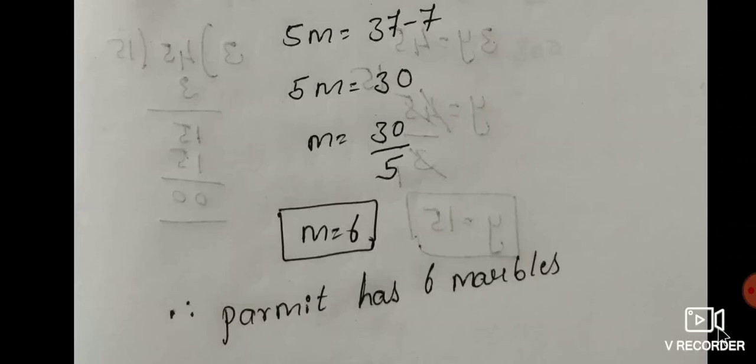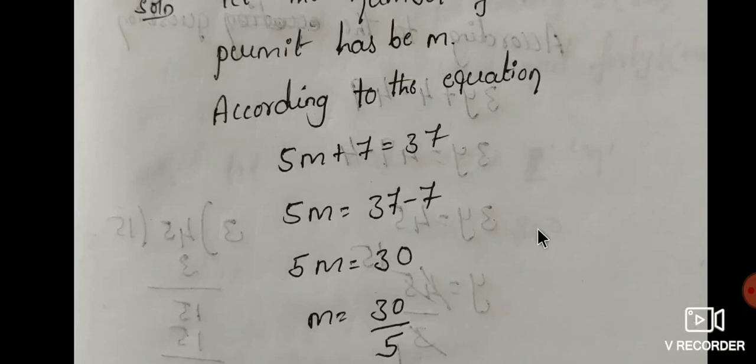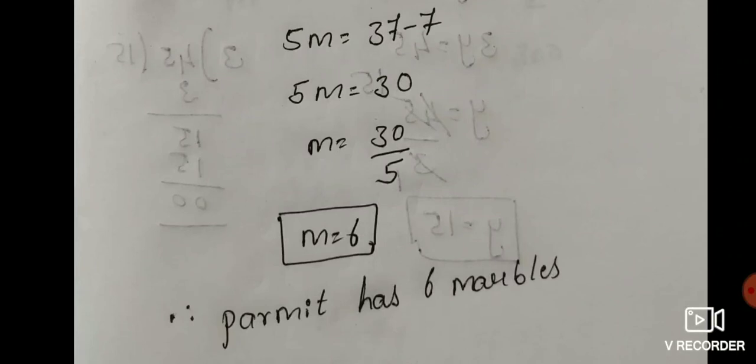Yes, once again see this, 5m plus 7 is equal to 37. First we should shift this plus 7 from LHS side to the RHS side, then that becomes minus 7. So 5m is equal to 37 minus 7, which is 30. m is equal to 30 by 5. Therefore m is equal to 6, since 5 1s are 5, 5 6s are 30. Permit has 6 marbles. Okay.